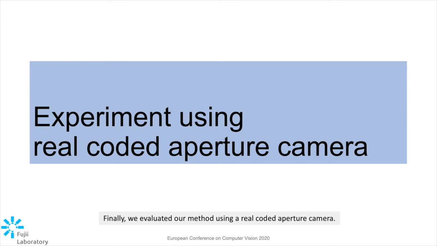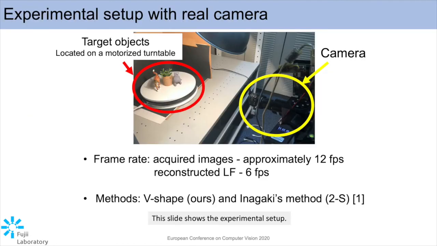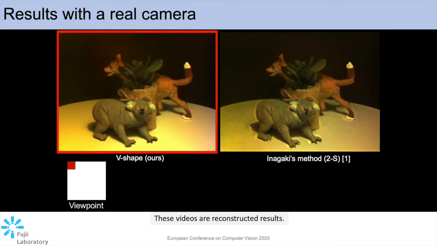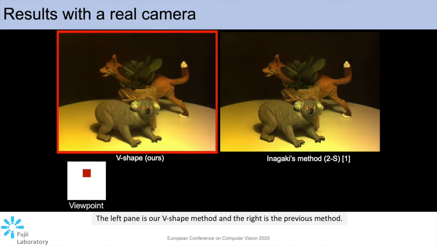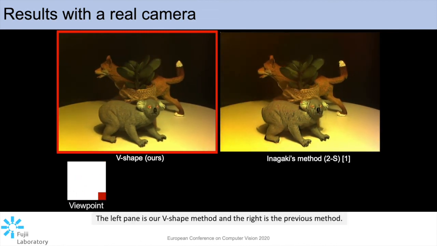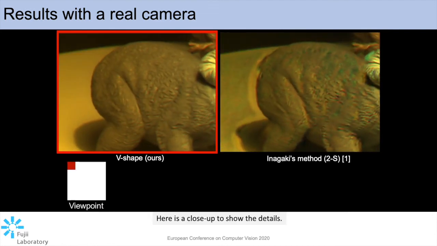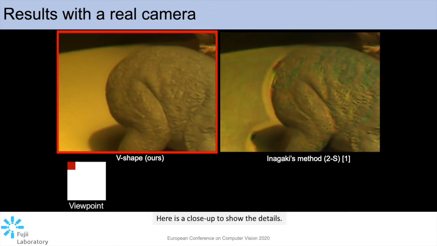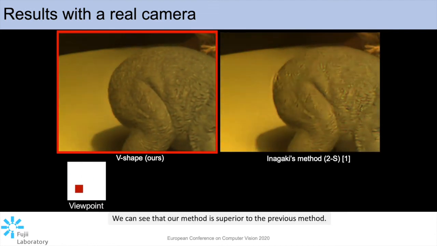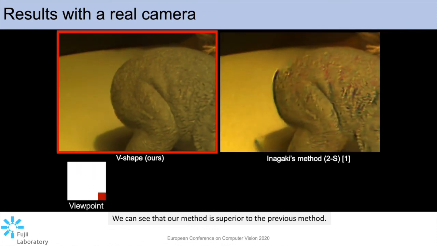Finally, we evaluated our method using a real coded aperture camera. This slide shows the experimental setup. We implemented 2 methods, our V-shape method and Inagaki's method. These videos are reconstructed results. The left panel is our V-shape method, and the right is the previous method. Here is a close-up to show the details. We can see that our method is superior to the previous method.